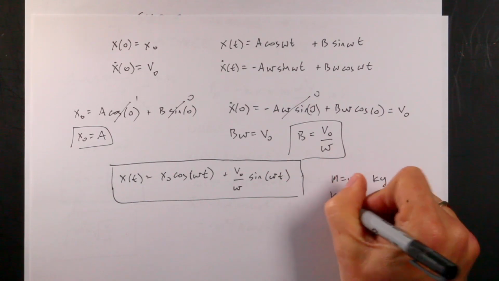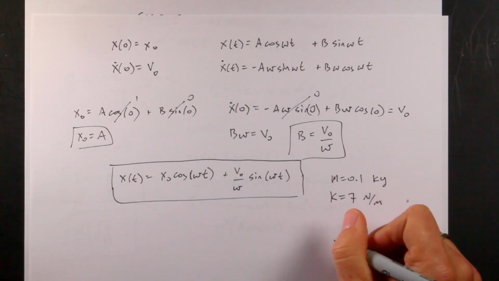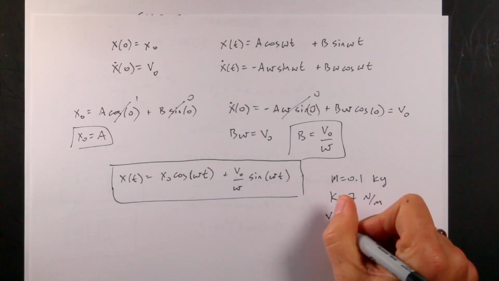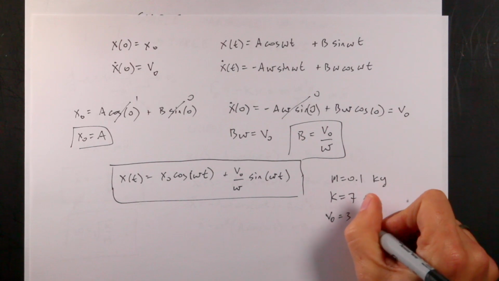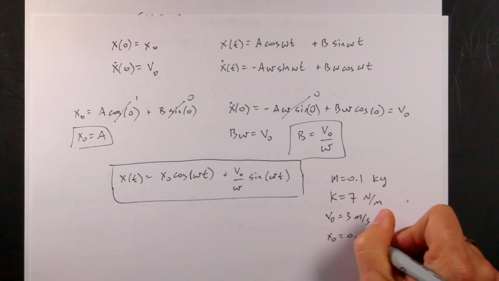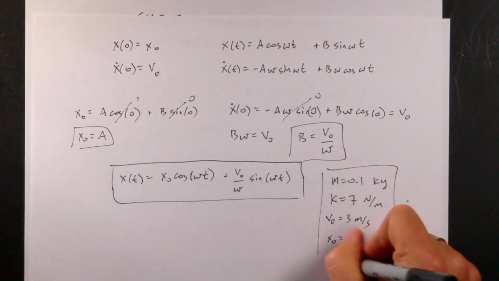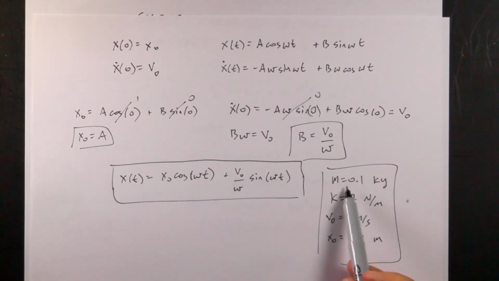K equals 7 newtons per meter. Yeah, that's right. V0 equals 3 meters per second. And X0 equals 0.1 meters. So let's use these so that I can calculate omega, right?